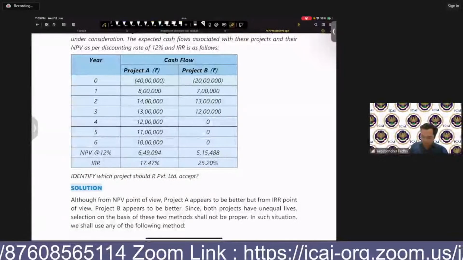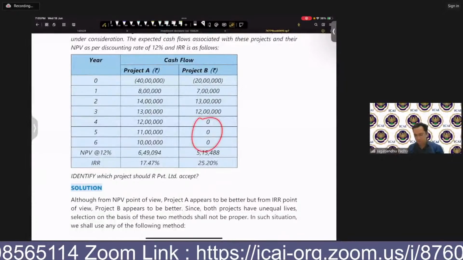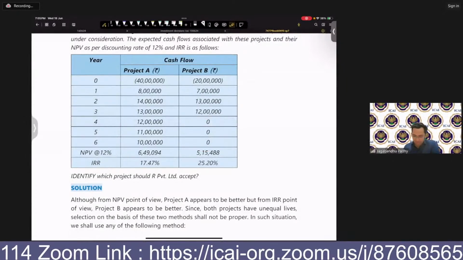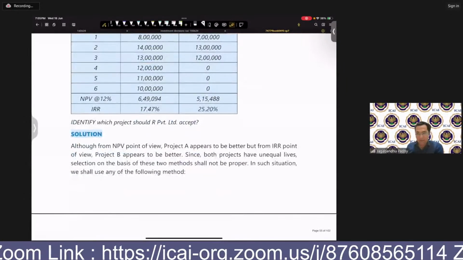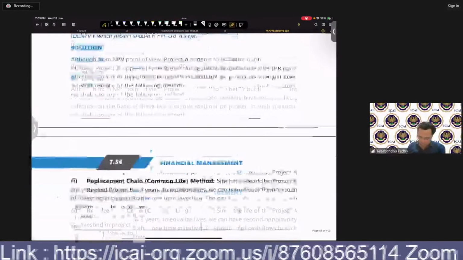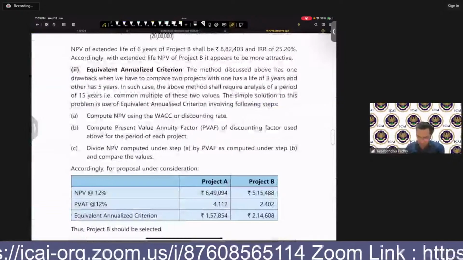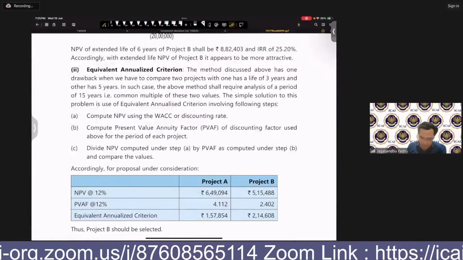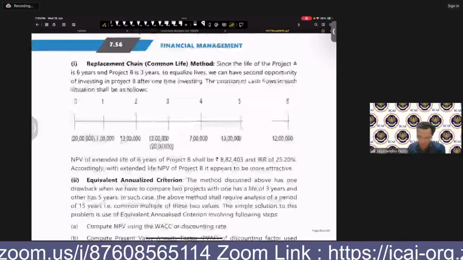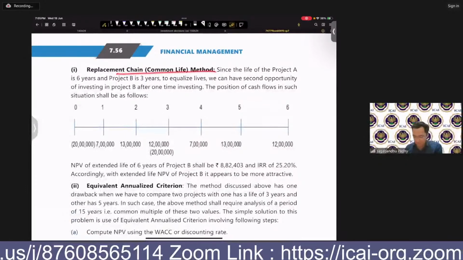So here the disparity is due to the change in the timeline. So whenever there is a disparity in the timeline, we are going to choose the project based on a criterion called equivalent annual criteria, or based on the common life method.